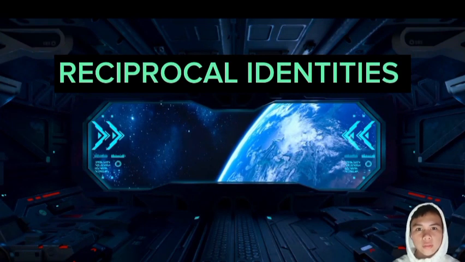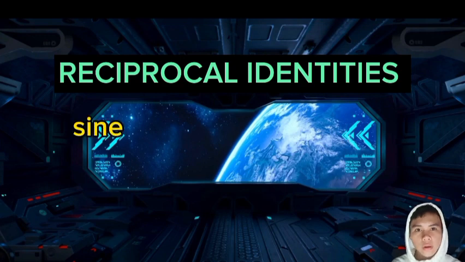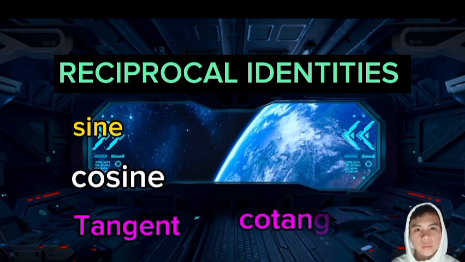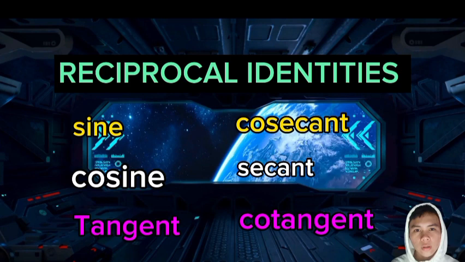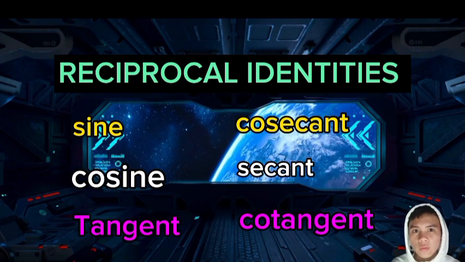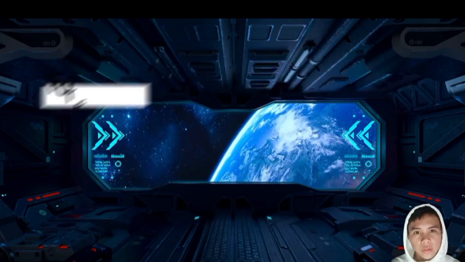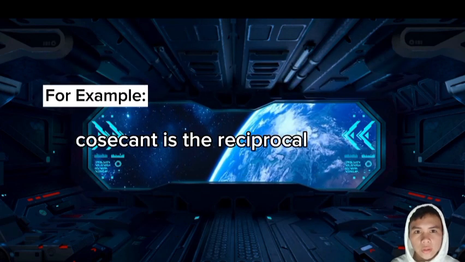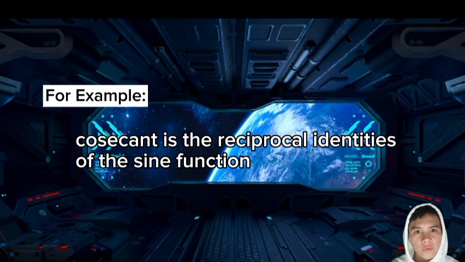Reciprocal identities are the reciprocals of the six main trigonometric functions, which are sine, cosine, tangent, cotangent, secant, and cosecant. Every fundamental trigonometric function is a reciprocal of another trigonometric function. For example, cosecant is the reciprocal identity of the sine function.